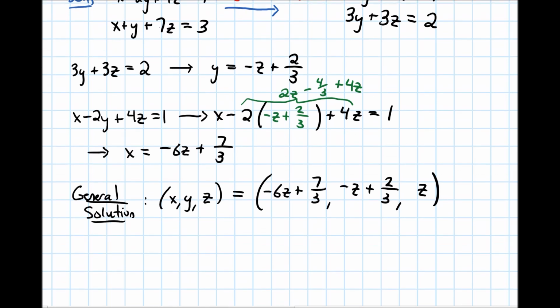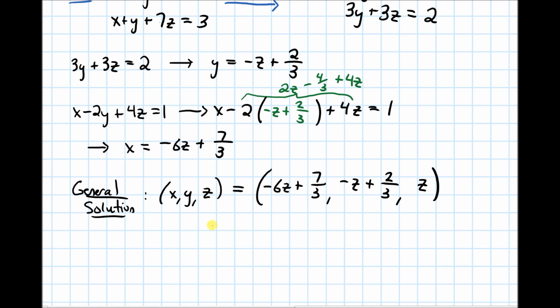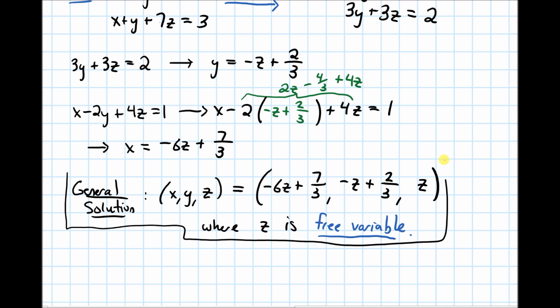Okay, so when we write this, we say that z is what's called a free variable. So by plugging in different values in for z, I'll get all the possible solutions. So because z can be anything, any real number, there are an infinite number of solutions here. So our general solution of this problem looks like this.